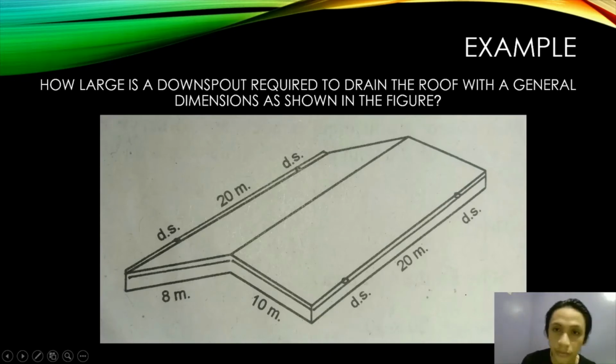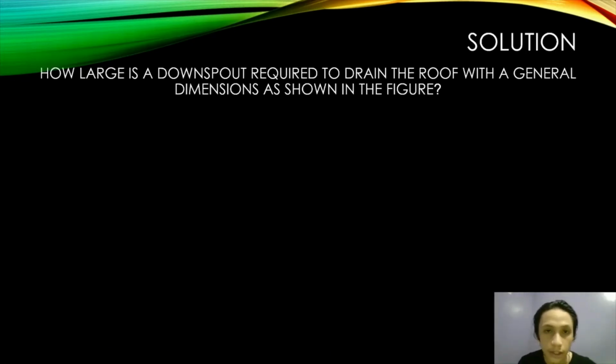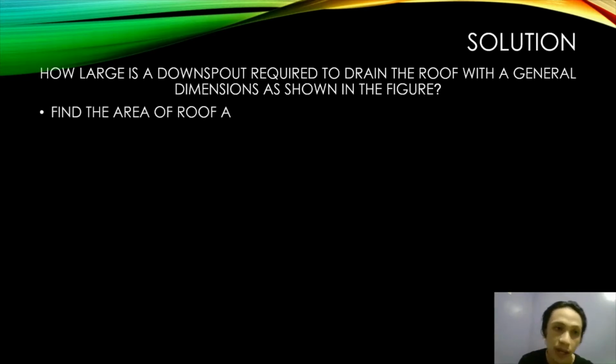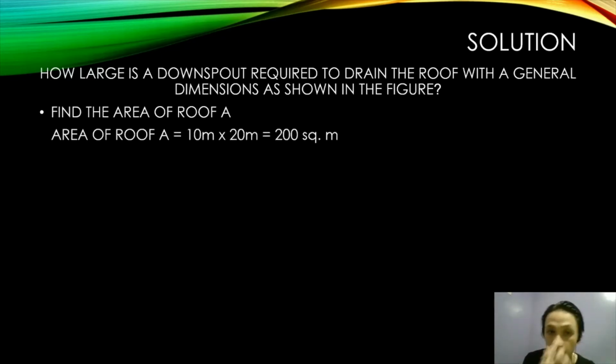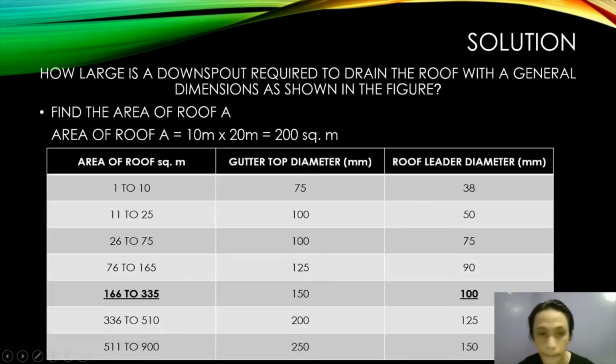So why do we have to isolate it? Here's why. Again, we only have to solve for the roof area. The area of roof A, 10 by 20, is 200 square meters, and you refer to the table right away. As you can see, 200 square meters belongs between 166 to 335, and has a designated 100 millimeter diameter roof leader. Since the question only needs the downspout, or the roof leader, our answer is 100.